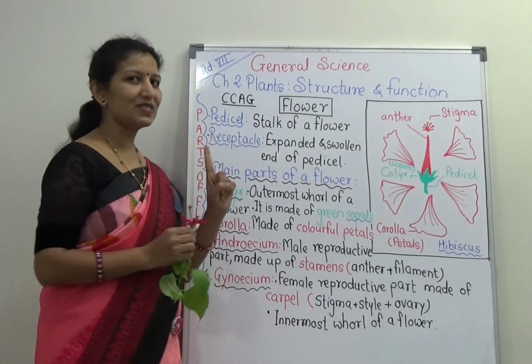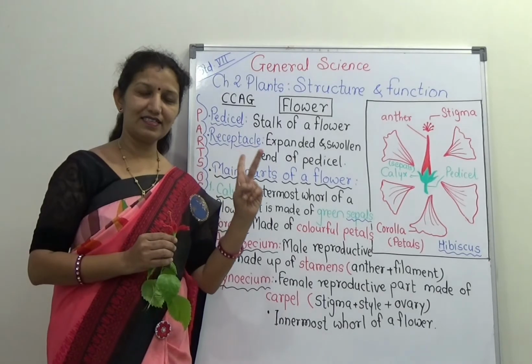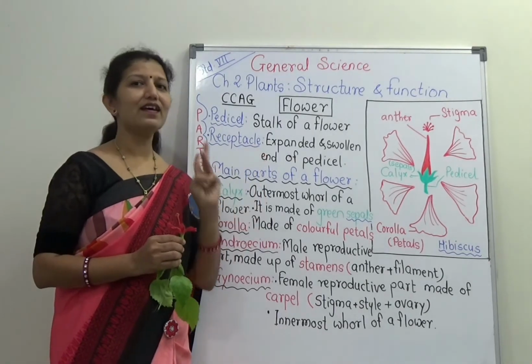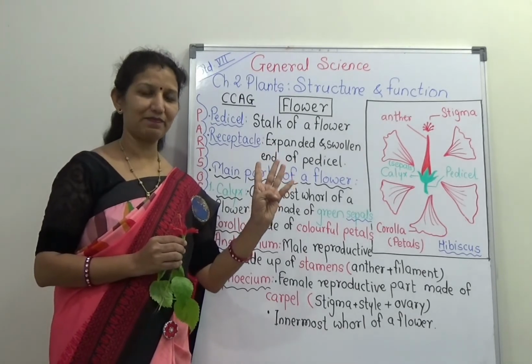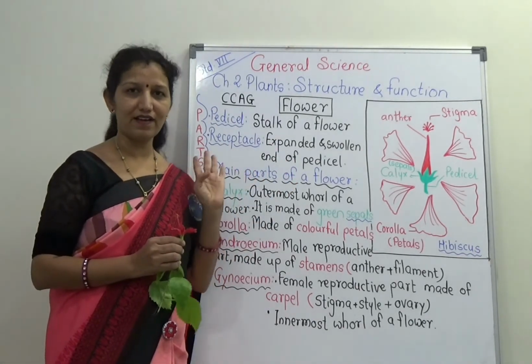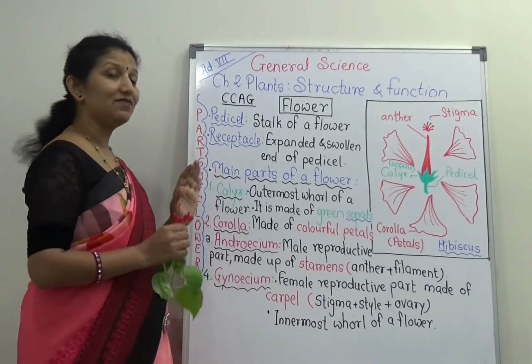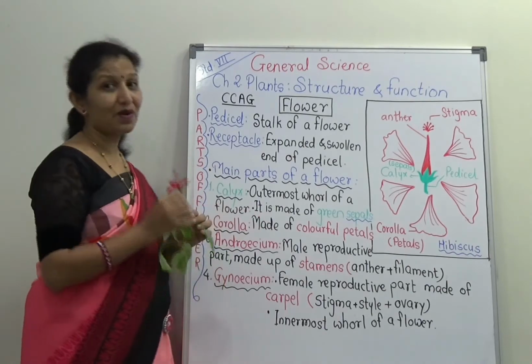So, let us revise it. C stands for calyx, another C stands for corolla, A for androecium, and G for gynoecium. In this way, these are the main four whorls of the flower. So we will study them one by one. We will do the dissection of flower also. You have to also do it with me.